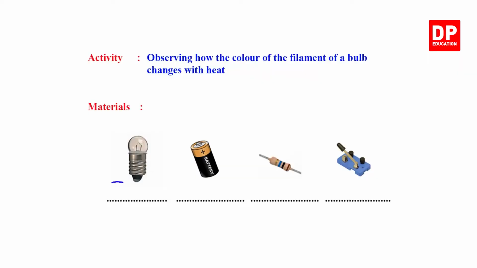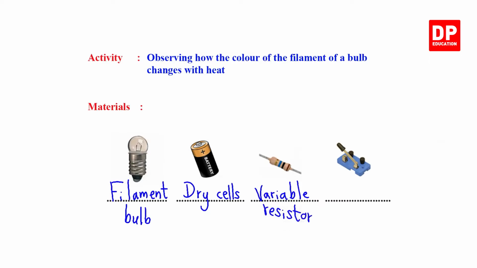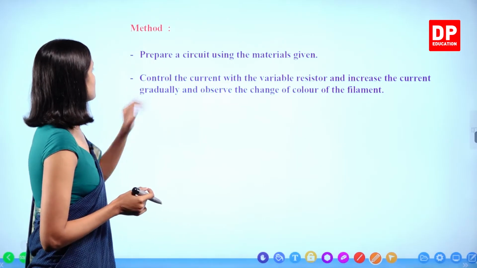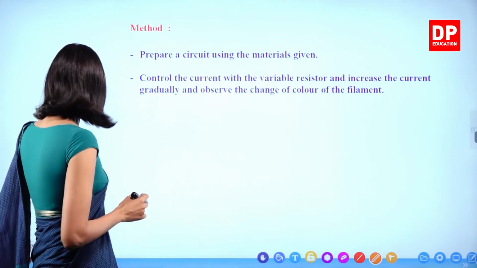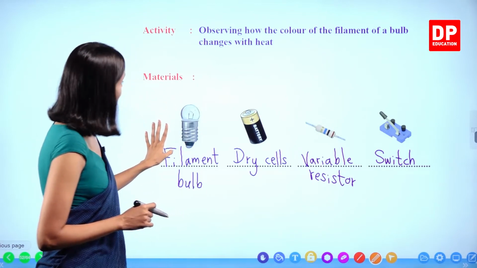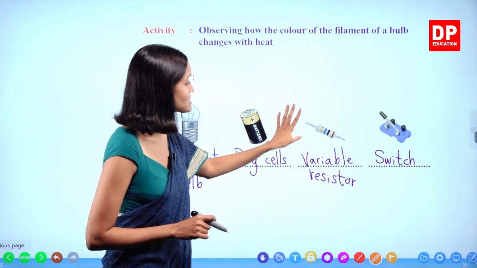Let's write. We need a filament bulb. Dry cells. Variable resistor. And a switch. Okay? So how to do the activity? Method. Prepare a circuit using the materials given. Right. So what are the materials again? We need a filament bulb, dry cells, variable resistor, switch.